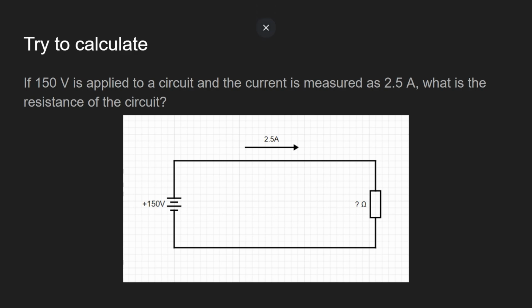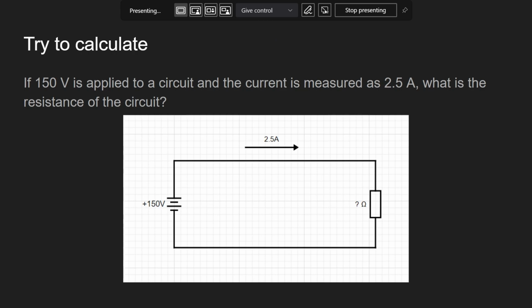Try to calculate. We have a battery of 150 volts, and the current flowing through is 2.5 amperes here. What is the resistance of the circuit? Let us pick up a calculator. Okay, so we know that V equals IR, right?